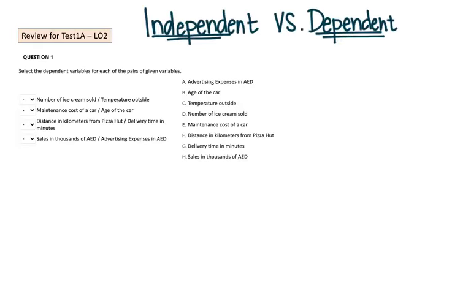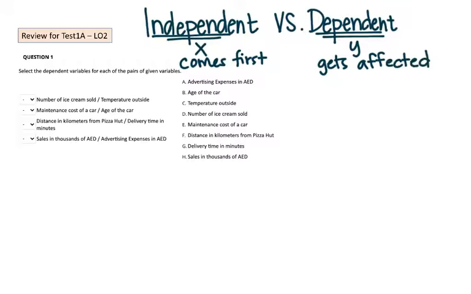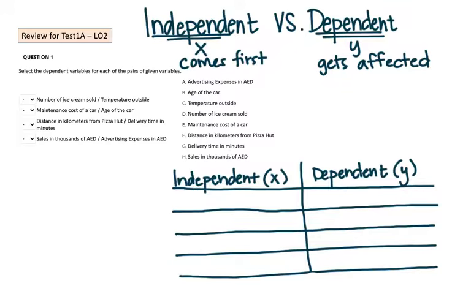Okay, the first question is talking about the difference between independent and dependent variables. And remember, independent variable is the x variable. It's the variable that comes first. And then the dependent variable is the y variable, and it's the variable that gets affected by the independent variable x, which came first. Okay, it's helpful to arrange the pairs of variables in this table as either independent or dependent.